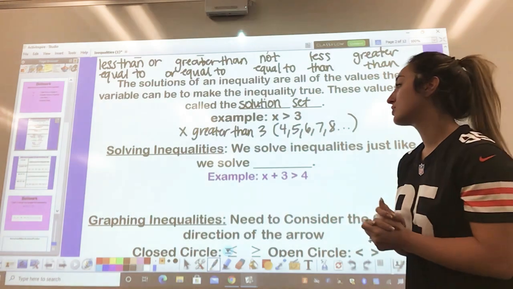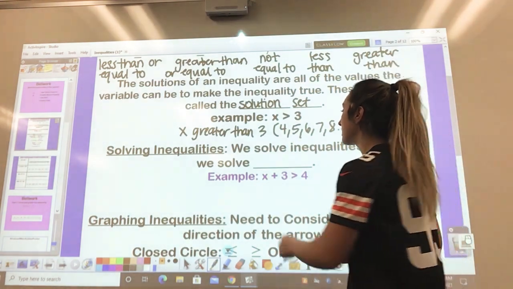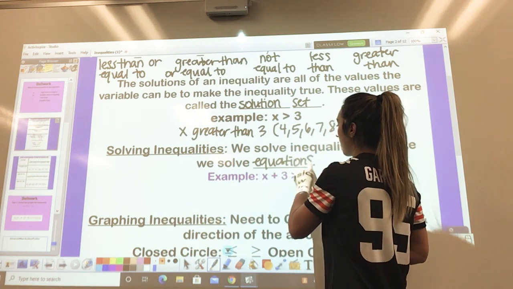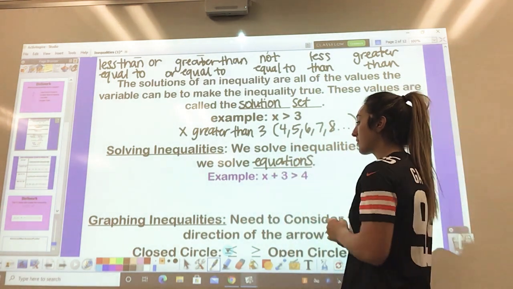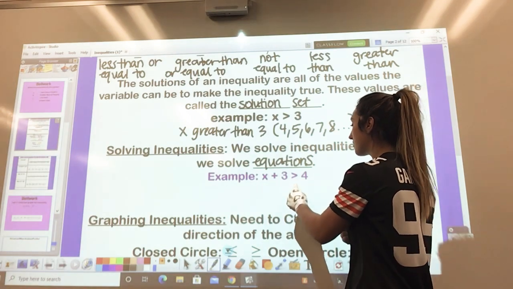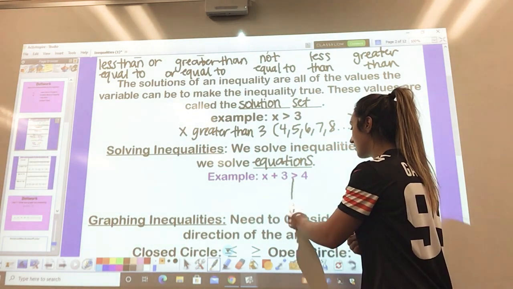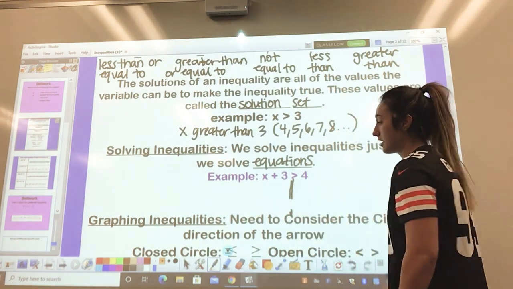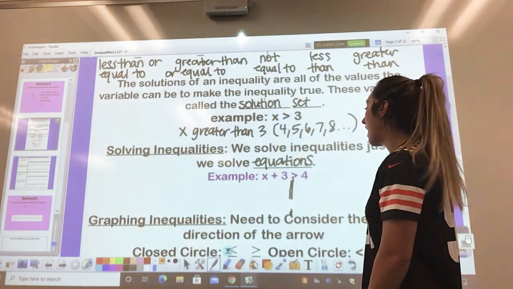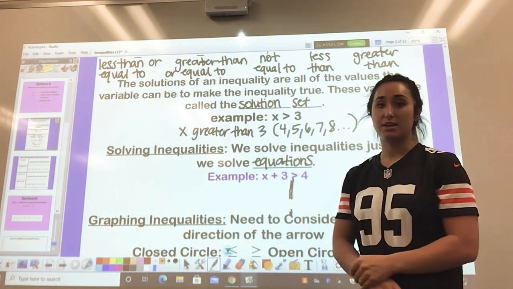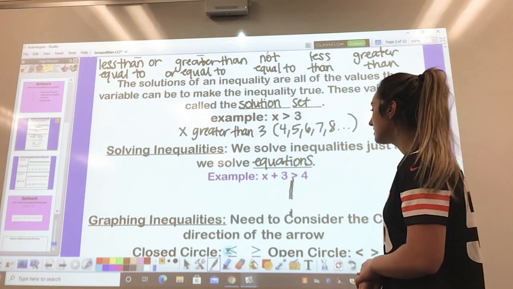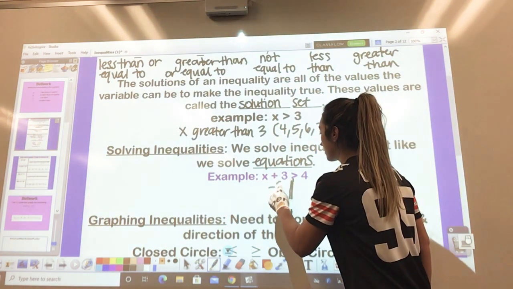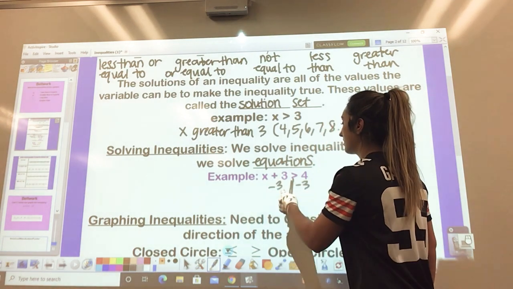As I mentioned, to solve inequalities, we solve them just like we would solve equations. So for example, if we have x plus 3 is greater than 4, we draw the line down where the equal sign was. Now it's just a greater than sign. And to get rid of this plus 3 from x, I would subtract 3 on both sides. That gets rid of the plus 3.